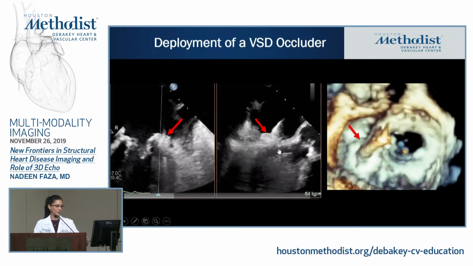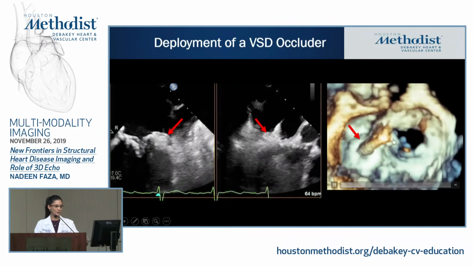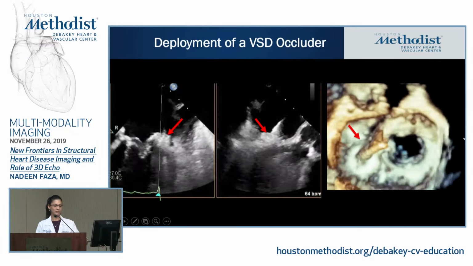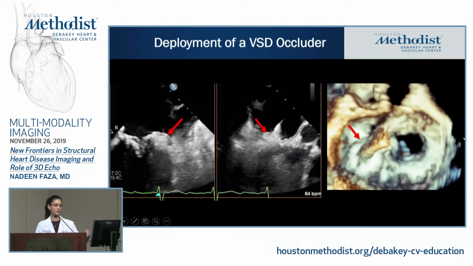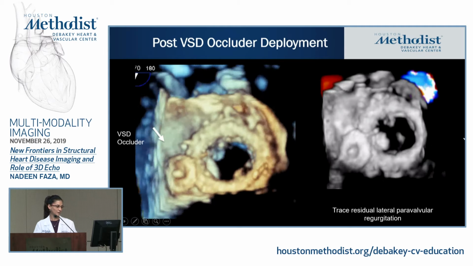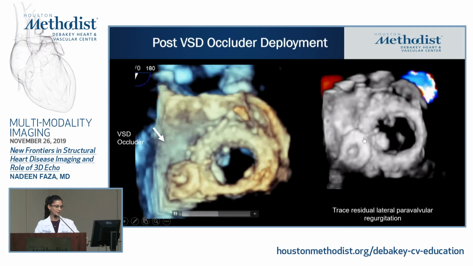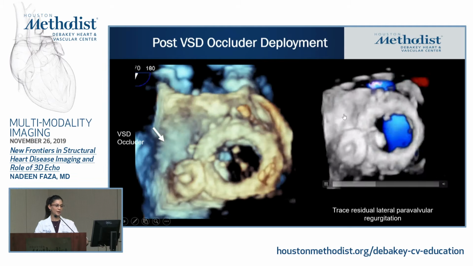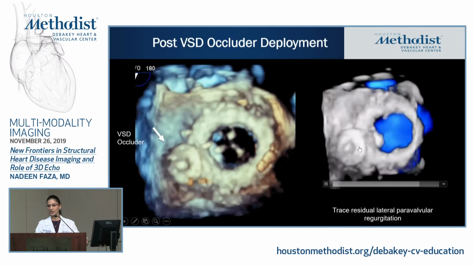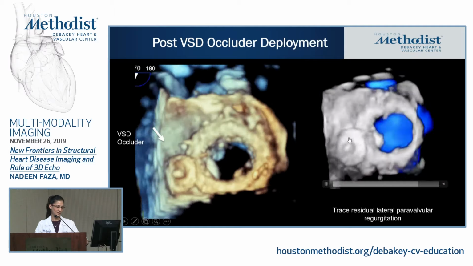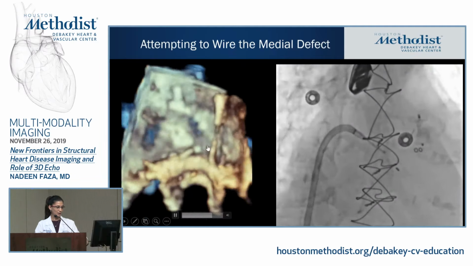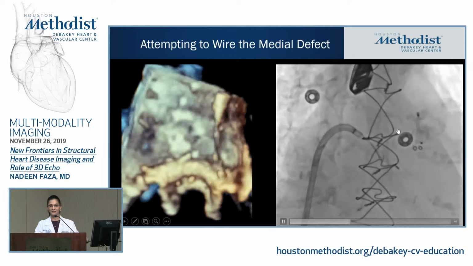So we deploy the device, we check the valve function, make sure there's no interaction with the device, make sure that the regurgitation is decreased before we release the device. And this is after the release of the first VSD occluder. It's well seated, and if you apply 3D color, there's only trace residual paravalvular regurgitation anterior to that VSD occluder. What we try to do next is cross the smaller medial defect.